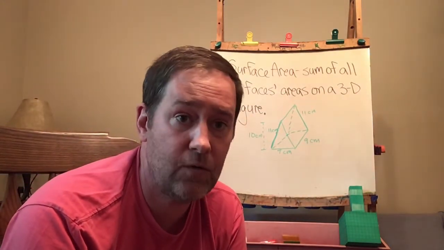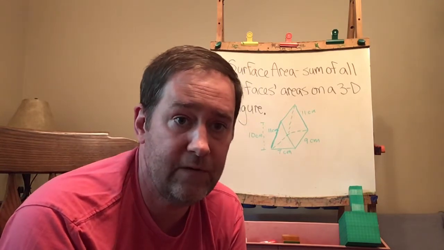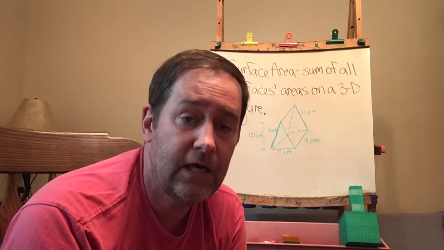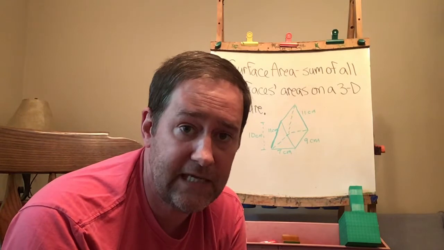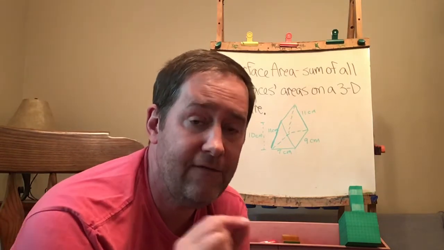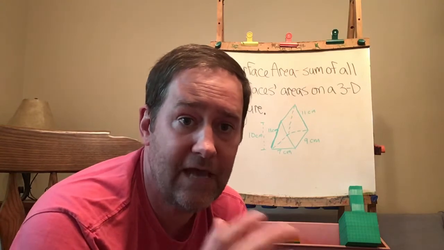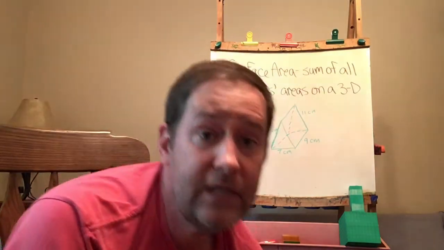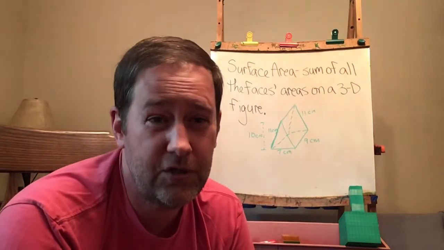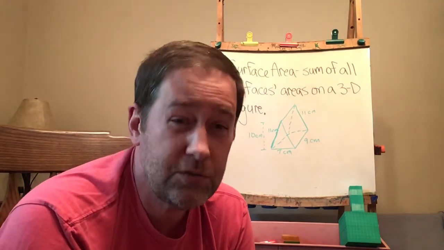So we're going to go back to our module 13 when we found the area of polygons. We're going to find how many squares it takes to cover it, but we're going to do it on every face of the three-dimensional object, and then we're going to add them all together at the end. Now doing this, when we get to some classwork I'll show you here in a second, there are some shortcuts.